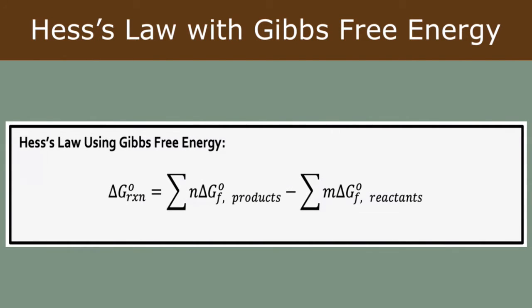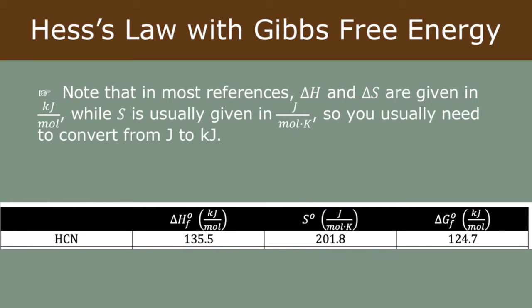So, just like we were able to use Hess's law for enthalpy and entropy, we can use Hess's law for Gibbs free energy. It looks exactly the same. We just add up the Gibbs energy of formation for the products and subtract it from the Gibbs energy of formation of the reactants.